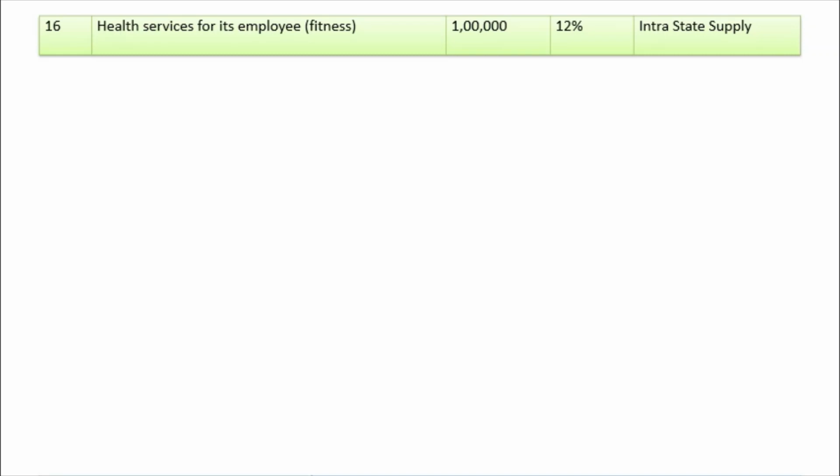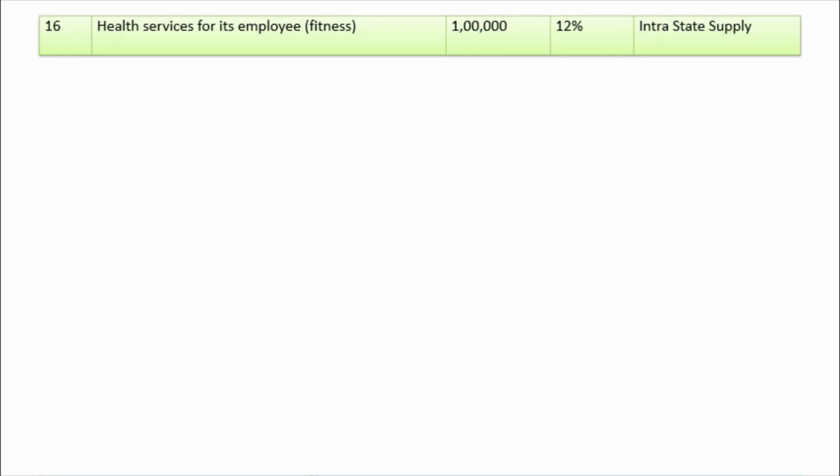So here the employer has incurred expenses on the health of an employee, that is the fitness of the employee, and this expense is not incurred by the employee under a statutory obligation. So that is why whatever GST is paid on it, credit is not available. So in this situation it will be added into the cost price of the expenses.